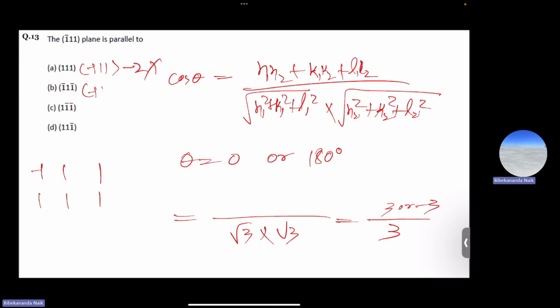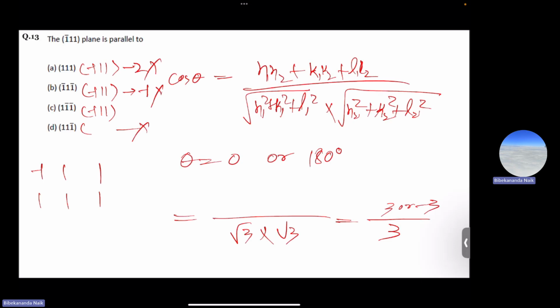this is -1, 1, 1 and this will be -1, -1, 1. 1 into 1 is 1, -1, -1, so it will be -1. So again, it is not correct. Again, this is 1, -1, -1. So -1, 1, 1. If you multiply, -1 into 1 is -1, 1 into -1 is -1. So this will be -1, -1, -1, that is -3. And again, for this, it will not be equal to 3 or -3. Again, this option is not correct.